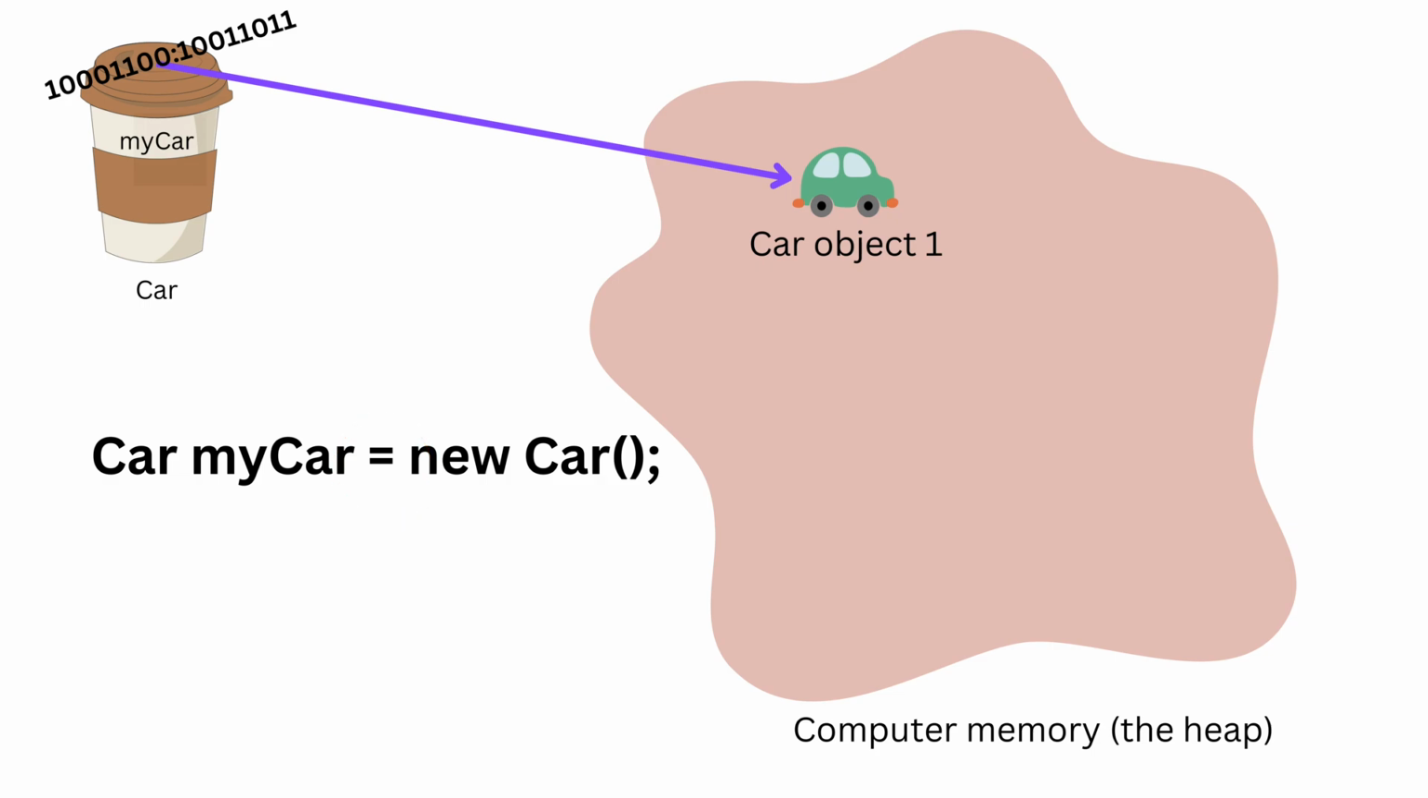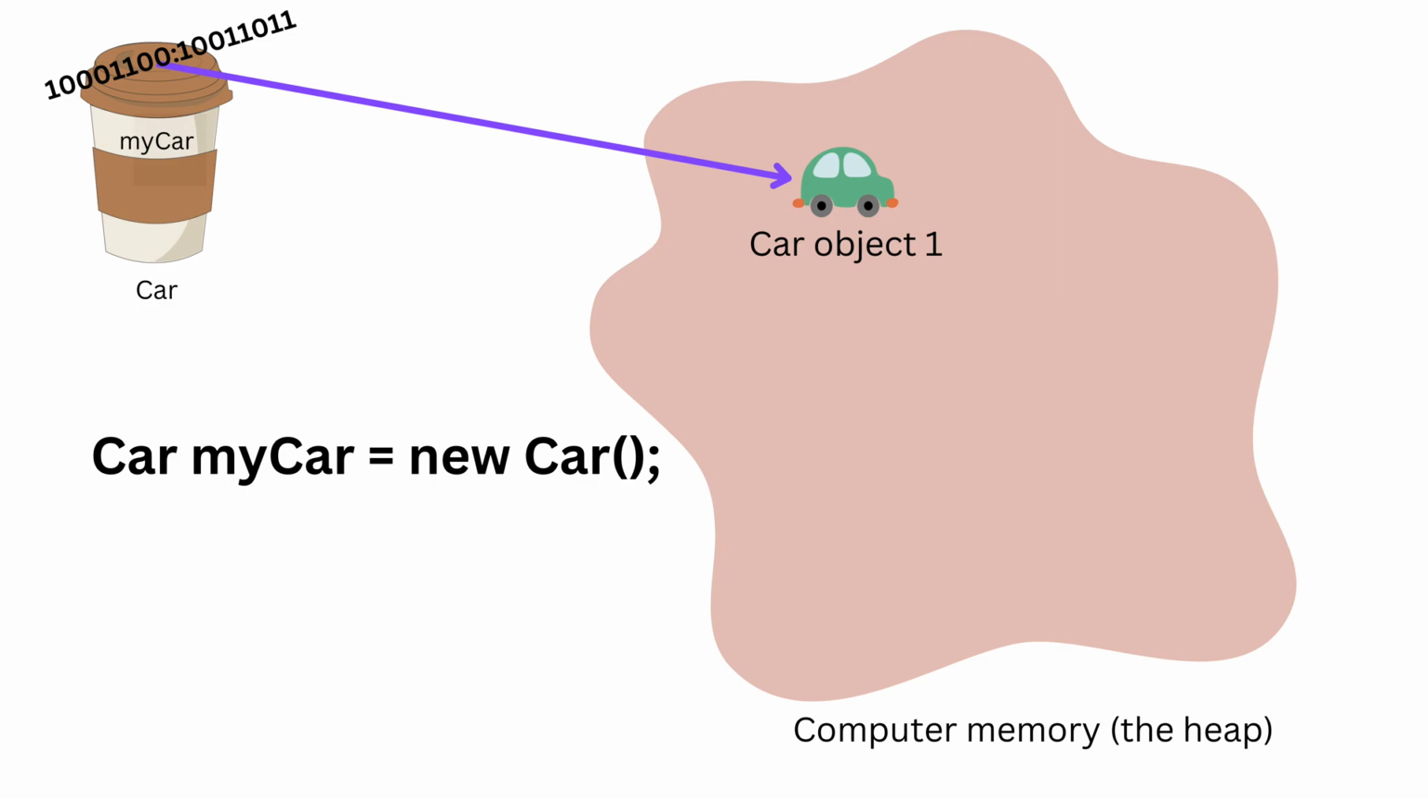You can think of this as putting the address of the newly created Car object into the myCar reference, shown here with the binary numbers being written, indicating they're an address of some kind and a location on the heap. From this point, we can use the myCar reference to access and manipulate the Car object.